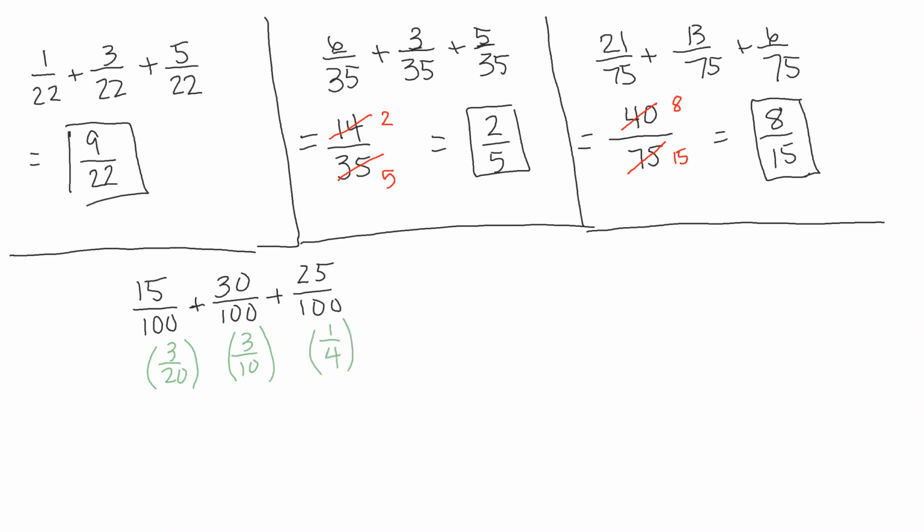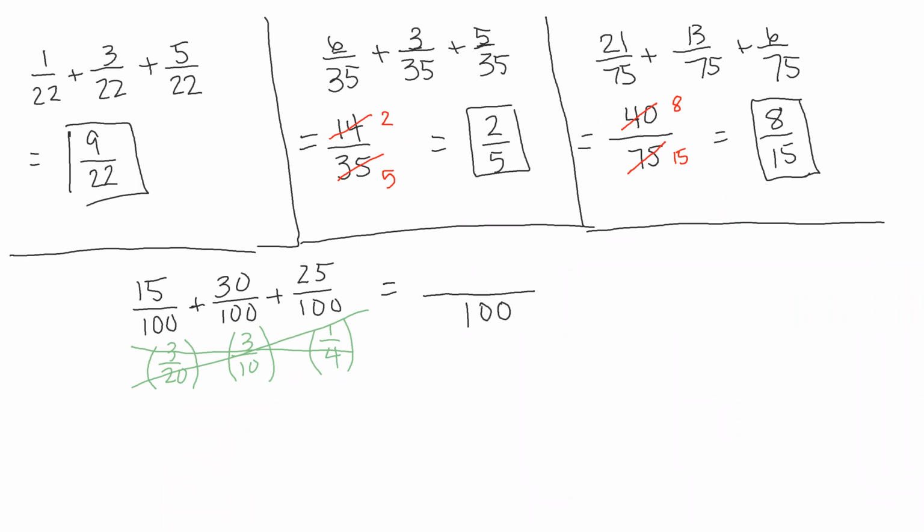Do you see what a disaster this would be for us if we had 3 over 20, 3 over 10, and 1 over 4? We no longer have common denominators. So do not reduce at this point. This is bad. Don't do it. Okay. So we go back over here. We've got our common denominator of 100. We want to add our numerators.